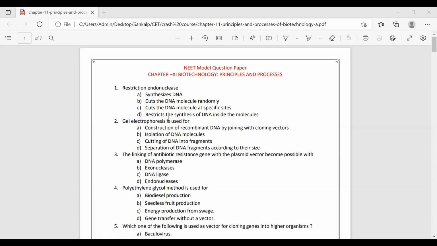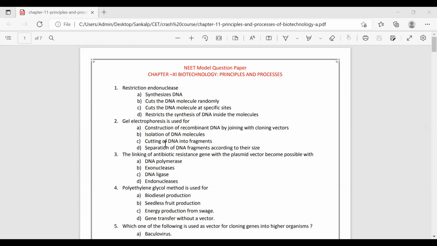Then gel electrophoresis is used for option A, construction of recombinant DNA by joining with cloning vectors, then isolation of DNA molecule, cutting of DNA into fragments, separation of DNA fragments according to their size. So what is the answer? Okay. Bhairish, Ananya and Janvi, all of you said the right answer. That is option D, to separate the DNA according to their size.